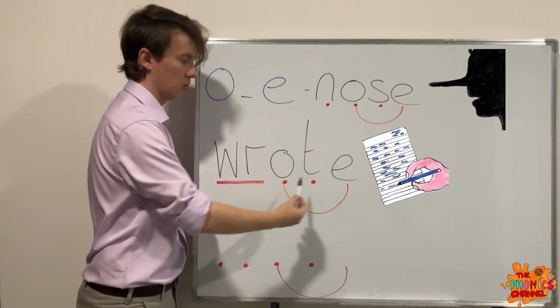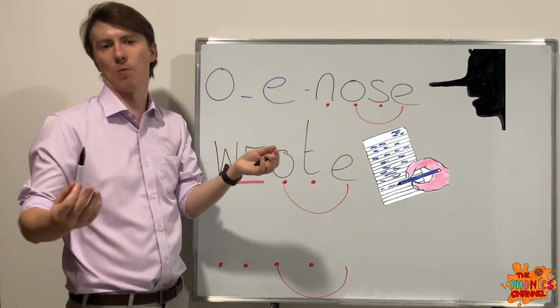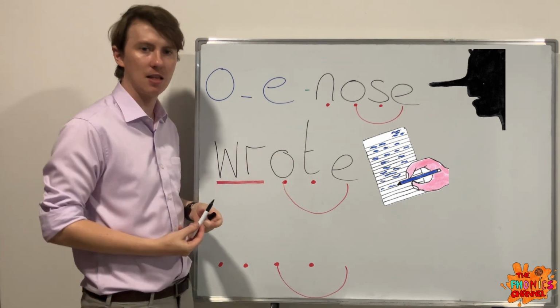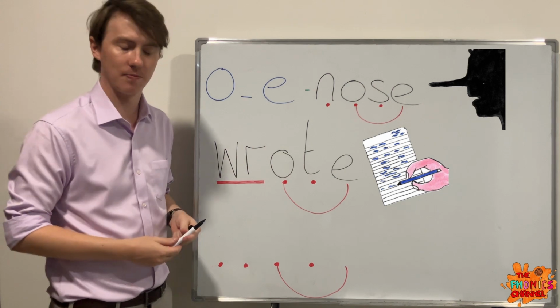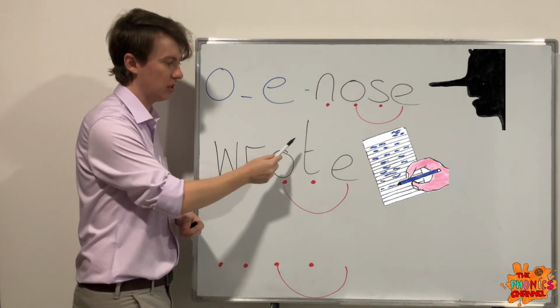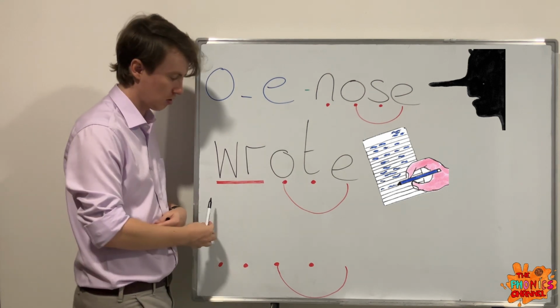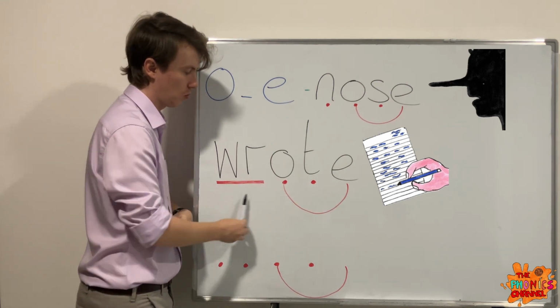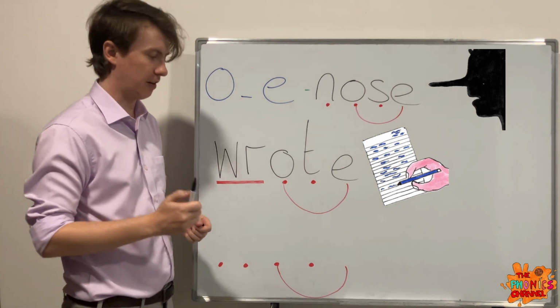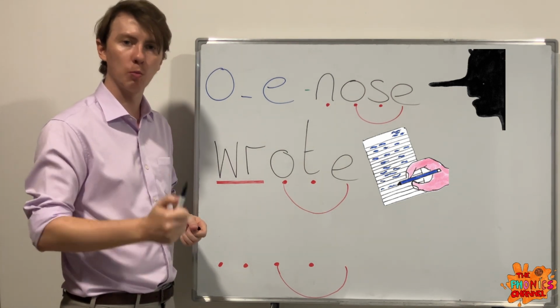R-O-T, wrote. Okay, so I wrote the words down yesterday. And this is a past tense for write. So how many letters does wrote have? 1, 2, 3, 4, 5. How many sounds? R-O-T. 1, 2, 3. 3 sounds. Okay, and our final word is globe.